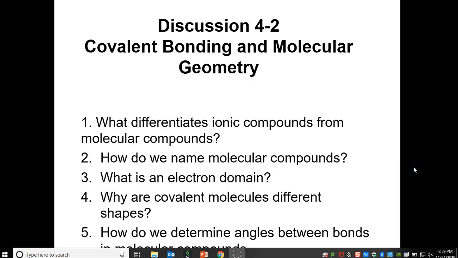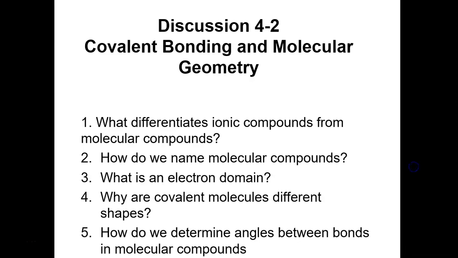Okay, this is discussion 4.2 for IB1 on covalent bonding and molecular geometry. So, we're going to talk about differentiating ionic and molecular compounds in terms of properties. We're going to name molecular compounds and draw their structures.